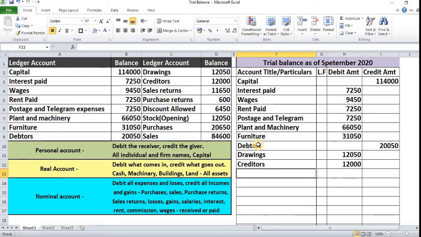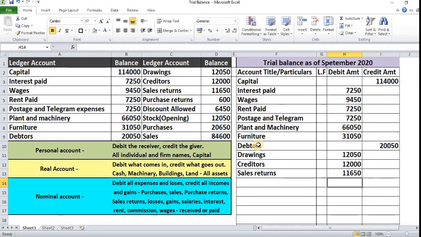Our next account is sales returns. Here sales means gain or income. Sales returns means loss. So all losses and expenses come under nominal account. So as per nominal account rule, debit all expenses and losses. So we are debiting sales returns. So we have to mention sales returns in the particulars column and 11,650 in the debit amount column.